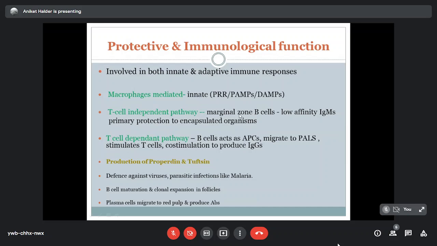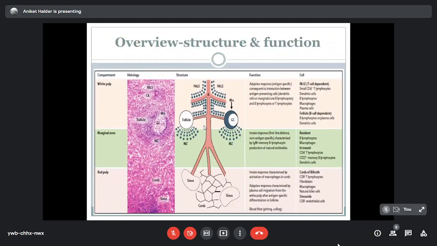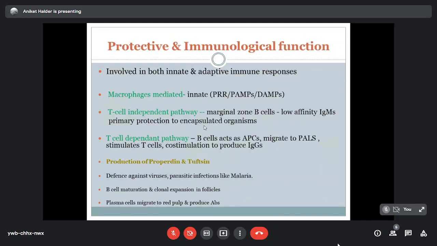Also, the marginal zone B cells, the B cells that are present in the marginal zone, are specialized low affinity IgM producing B cells, which can identify the different lipopolysaccharide molecules present in encapsulated organisms through the T cell independent pathway, without involving the helper T cells. So these two mechanisms are mainly involved in protection against the encapsulated organisms.